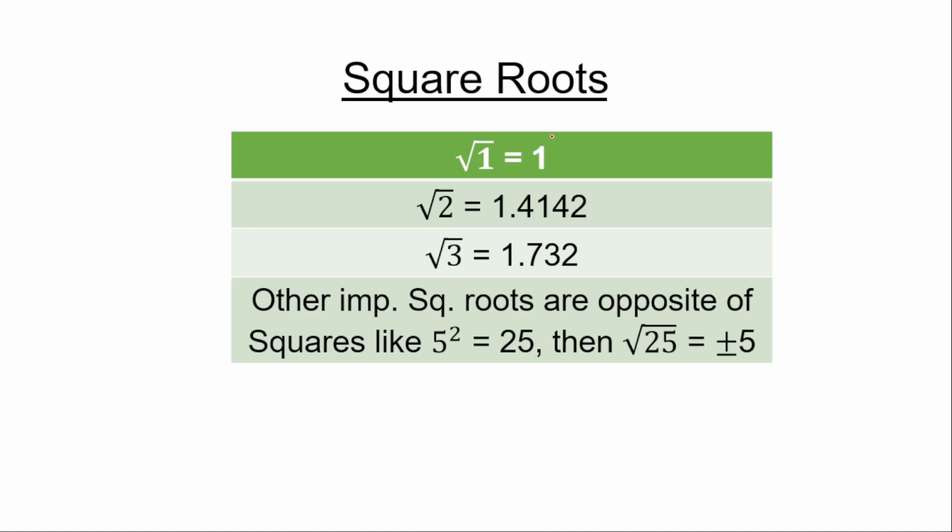Then there are square roots, like root 1 is 1, everybody knows. Then root 2, you just need to learn only till 3 digits after the decimal. Just 3 digits. Root 3 is 1.732. Other important square roots are just the opposite of squares, like 5 square is 25, then the root of 25 is 5 or minus 5.